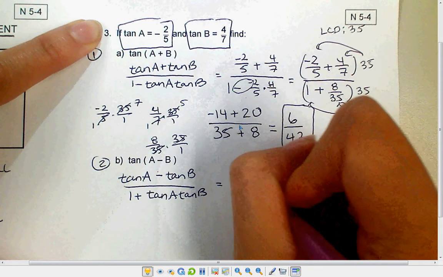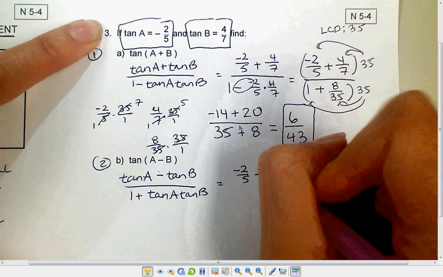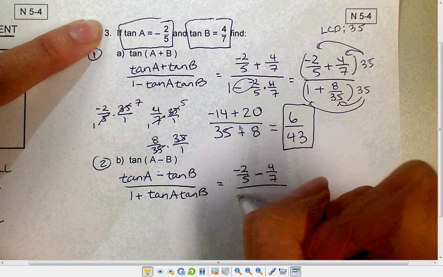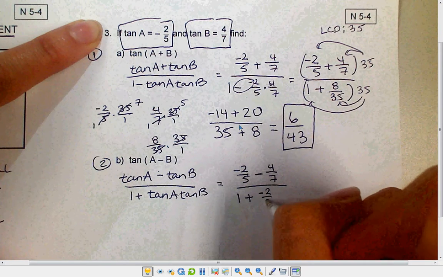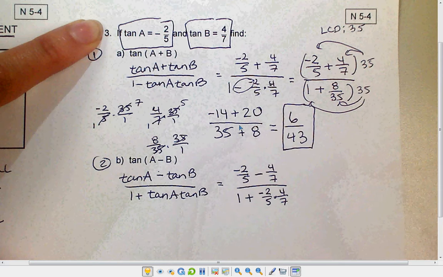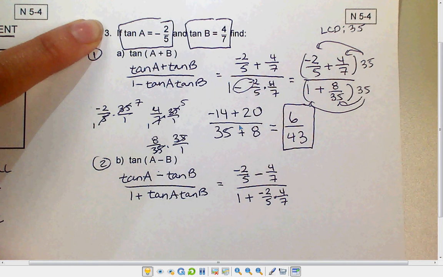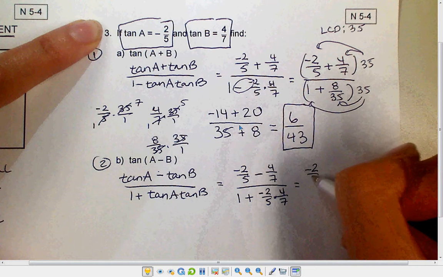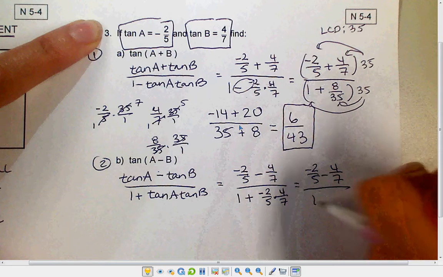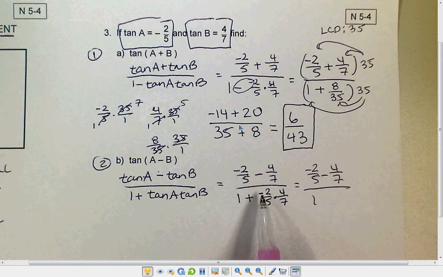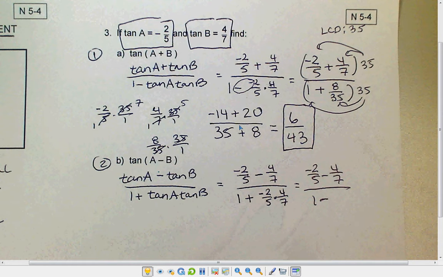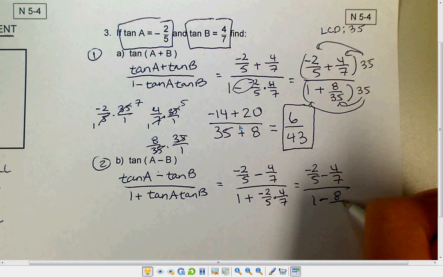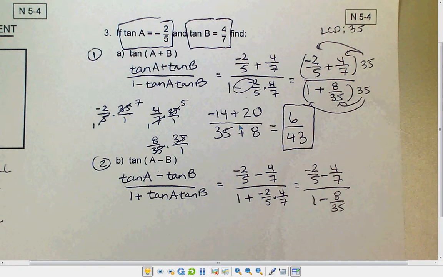So this is -2/5, but now it's -4/7. And this is 1 plus -2/5 times 4/7. And just like in A, we're going to first multiply these two together to give us one fraction. And in this case, this plus and minus actually means that this is going to be subtracting, right? Because one negative means this is subtracting. And this is 8/35. You could also leave this plus a negative, it means the same thing.